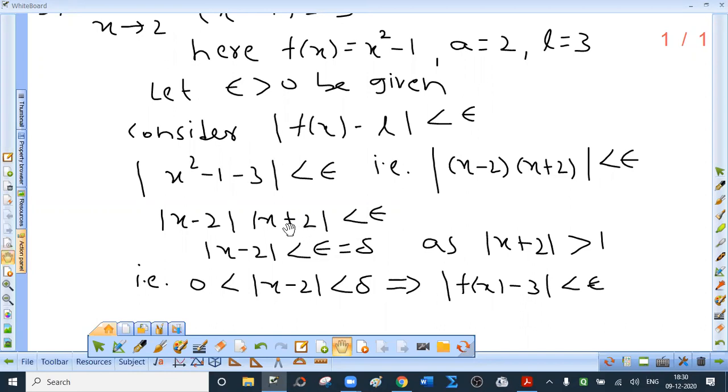Note that the tending value is 2 only, so x is very close to 2. And therefore modulus of x plus 2 is definitely greater than 1. And therefore I can say mod of x minus 2 is less than epsilon. Now I say that let epsilon be delta only, because both are positive real numbers, they can be equal. So if I say mod of x minus 2 is less than delta, I can write this as 0 less than mod of x minus 2 less than delta, which implies mod of f(x) minus 3 less than epsilon. Okay. So this is about sum number 3. Try sum number 4. I'll give some time.